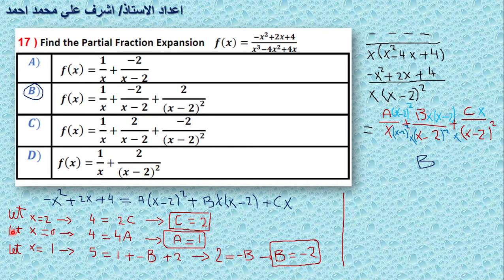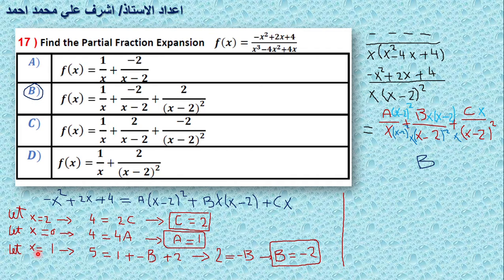Now we will substitute x by 0 to get rid of b and c, and we will get the value of a. 0 squared is 0, 2 times 0 is 0, 0 plus 4 equals 4. 0 minus 2 is negative 2, squared is positive 4, times a gives 4a. This is 0 and this is 0, so we divide by 4 and get a equal 1.